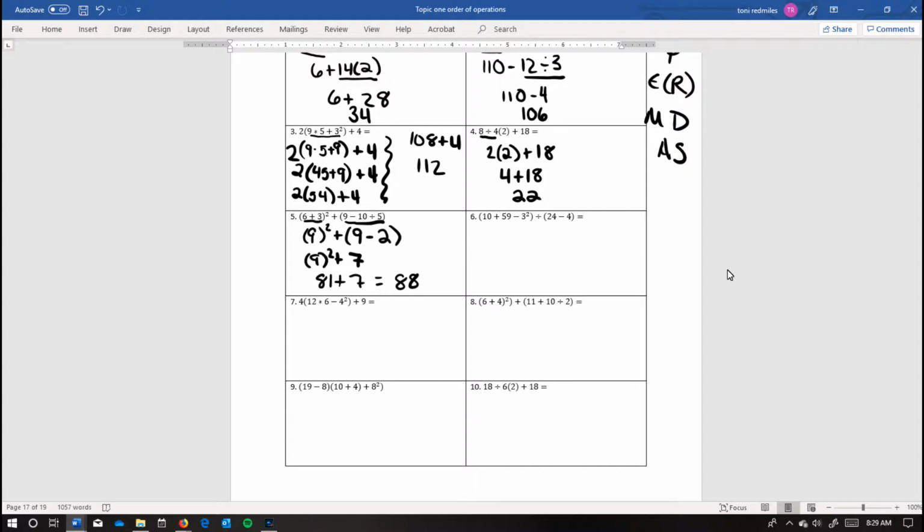Okay, so the next one, again, I have something going on inside, a power, so I'm going to do that first.